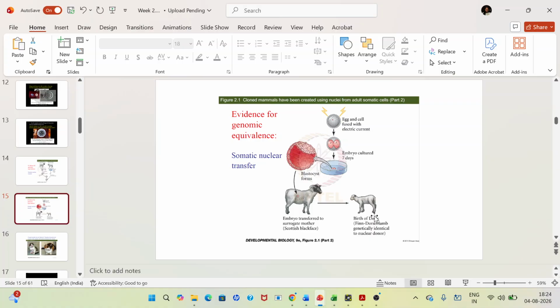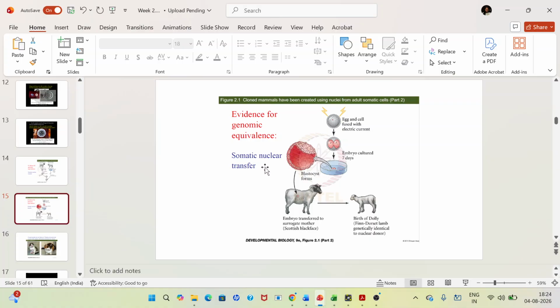Obviously the oocyte also helps in providing some kind of an environment for the development, but the information is still from the nucleus. So although the egg and the developing womb were from the Scottish Blackface strain, the lamb that was produced from this combination was a Finn Dorset, because the nucleus was taken from the Finn Dorset lamb. Okay, so this was what was seen.